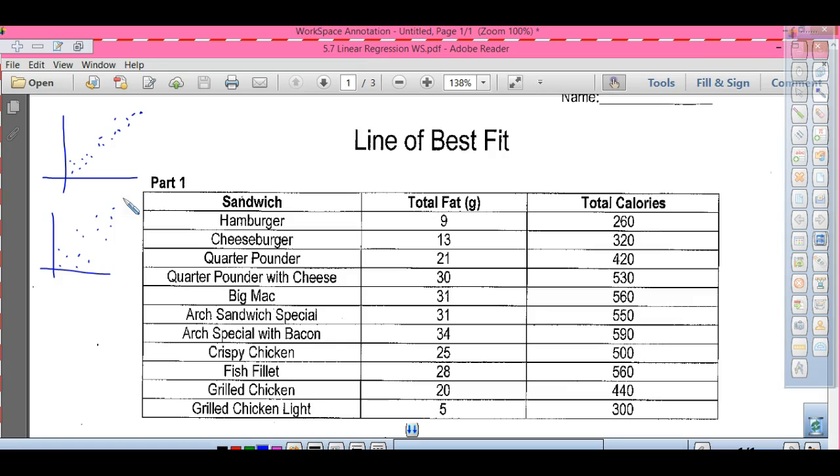Okay, so basically what we're going to do is we're going to make scatter plots, and then we're going to find the equation of the line that best fits our scatter plot. So the first thing that we need to do is plot our scatter plot. At the bottom of page 71, you need to plot your scatter plot.